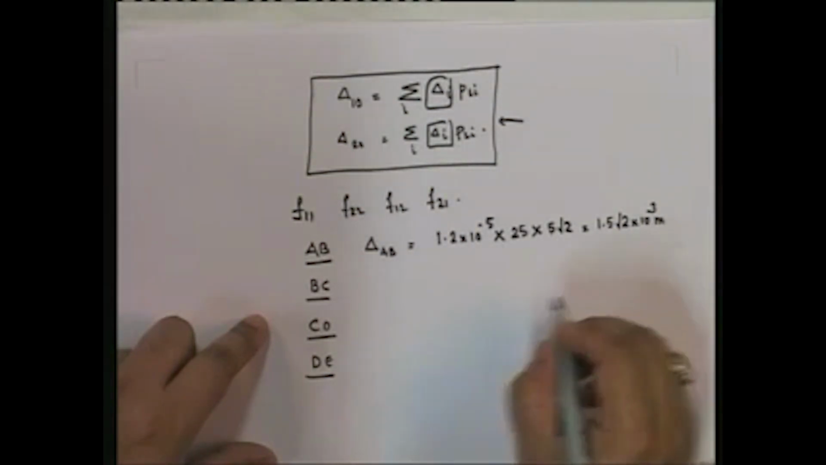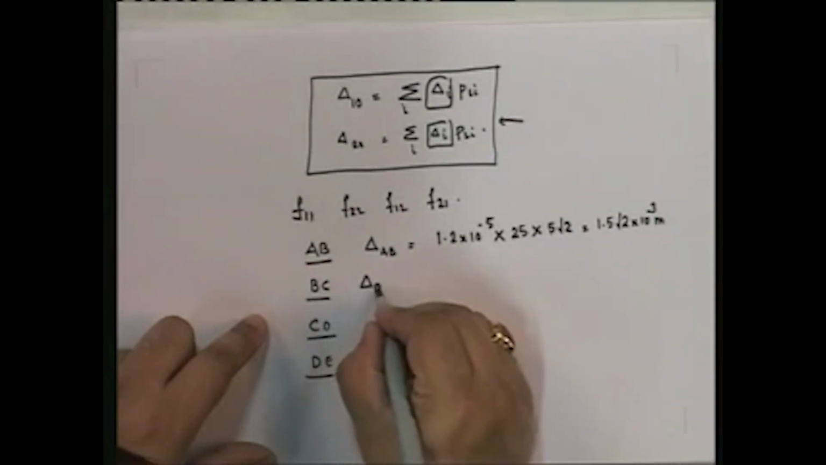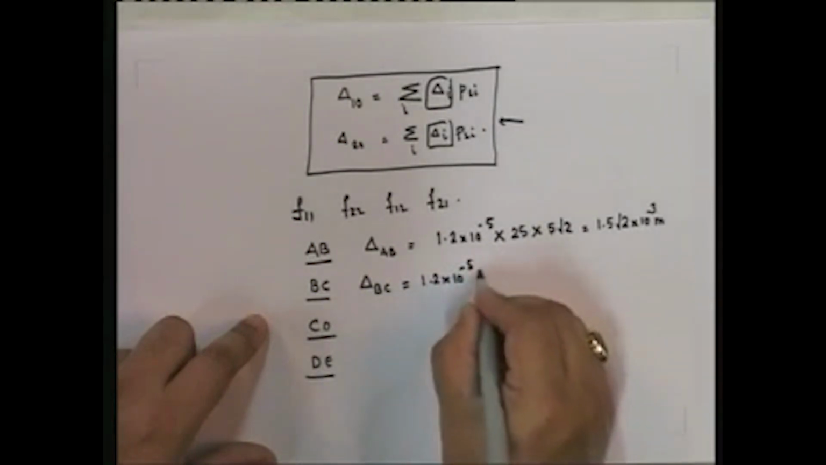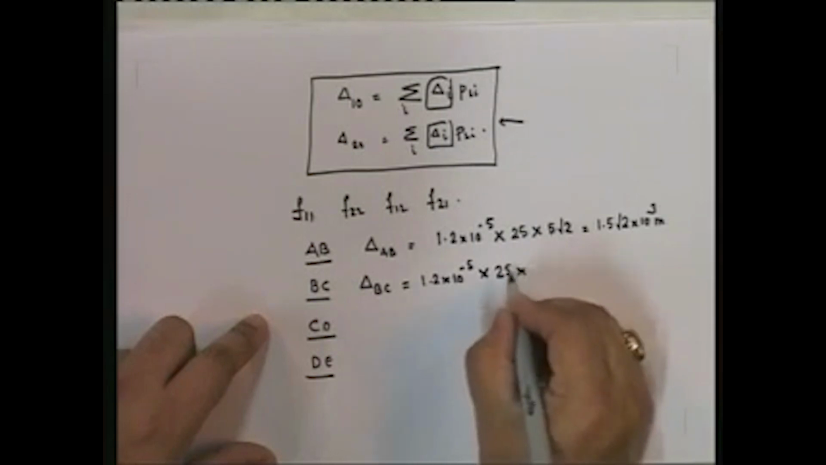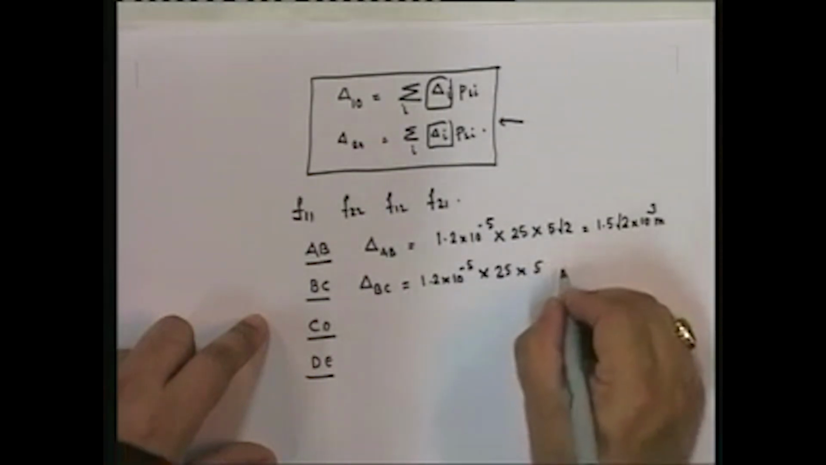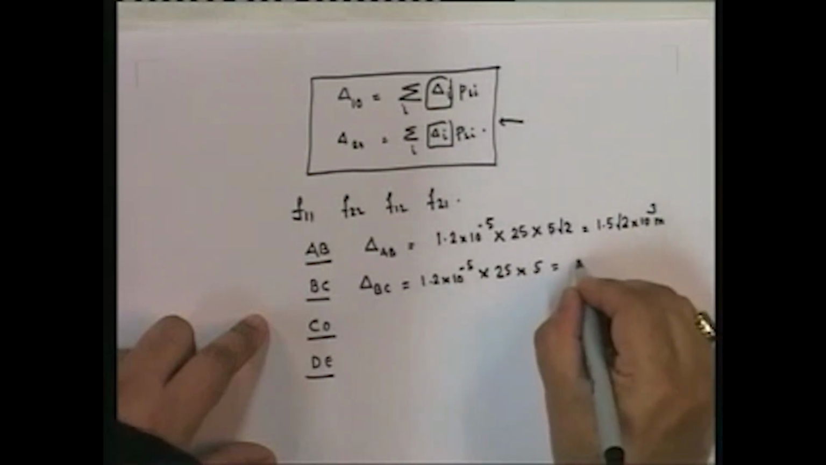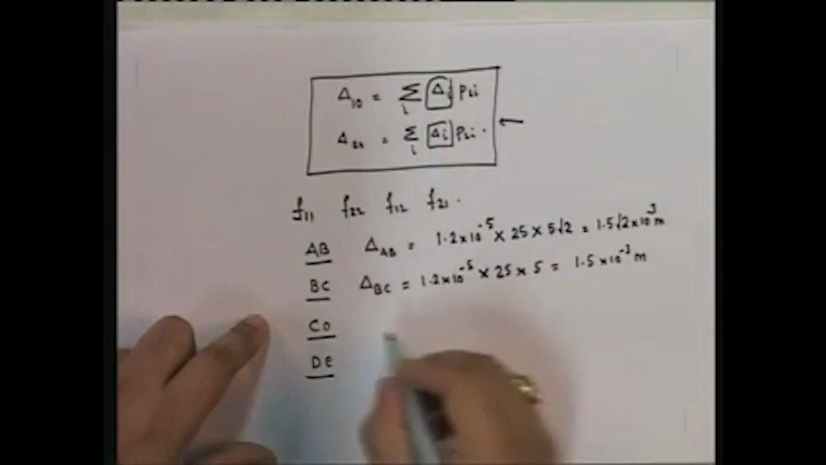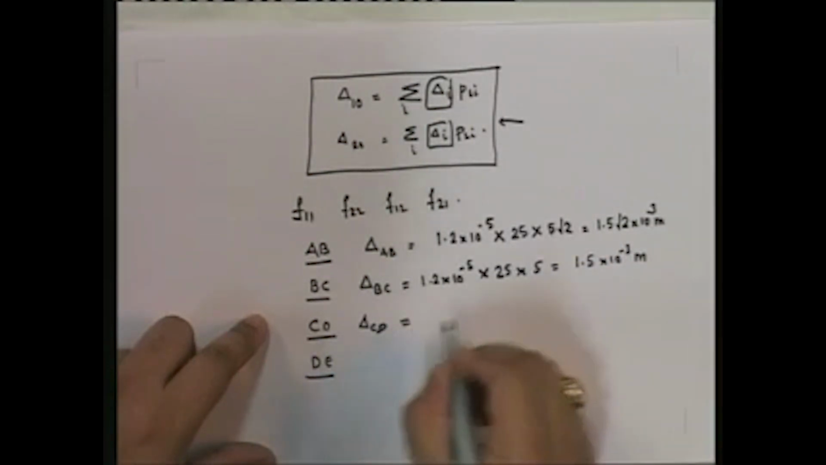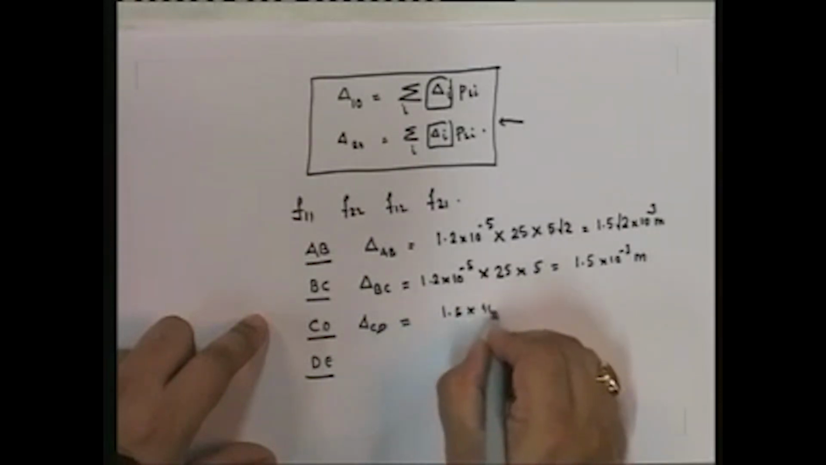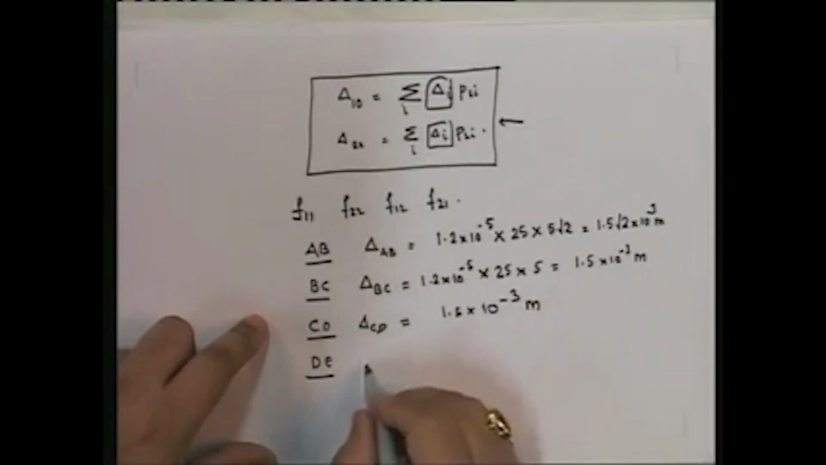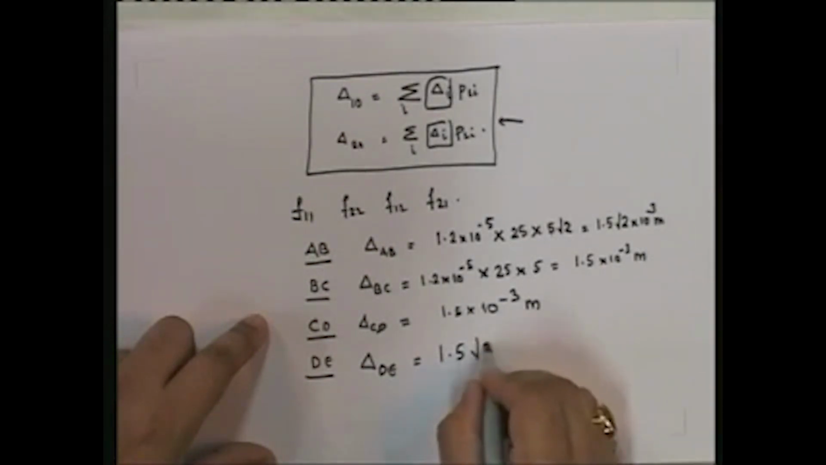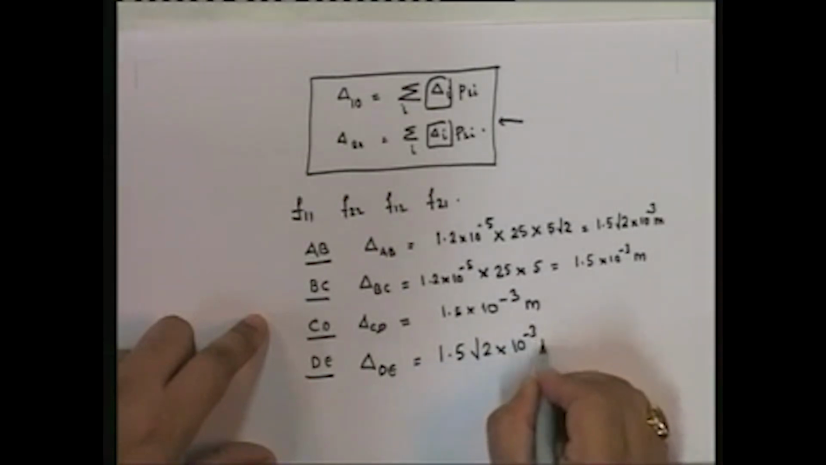Okay. So then similarly delta BC, if you look at it, is 1.2 into 10 to the power of minus 5 into 25 into its length, which is 5. So this is equal to 1.5 into 10 to the power of minus 3 meters. Delta CD similarly will turn out to be 1.5 into 10 to the power of minus 3, and delta DE will turn out to be 1.5 into 10 to the power of minus 3 meters.